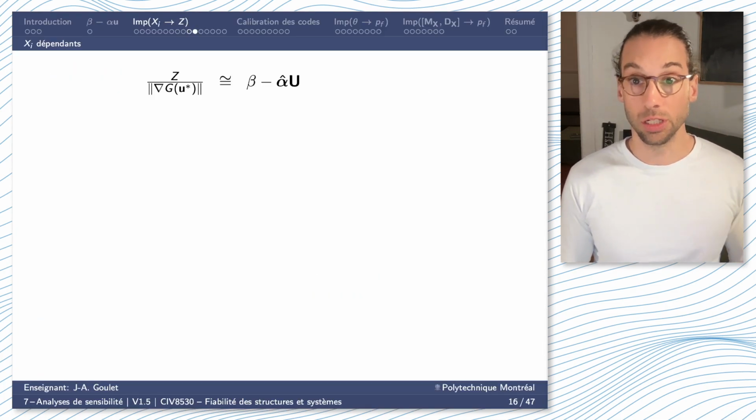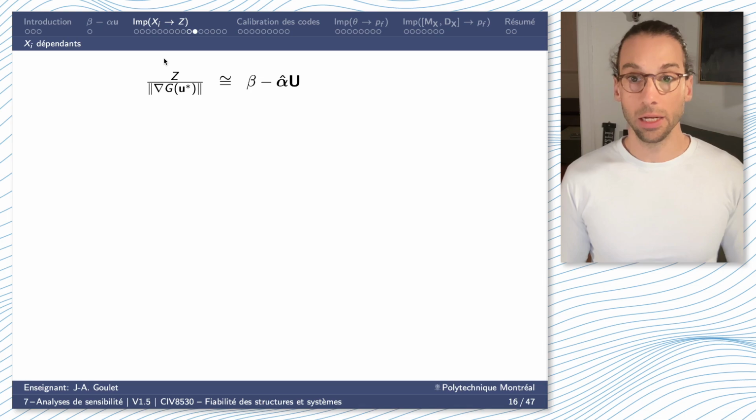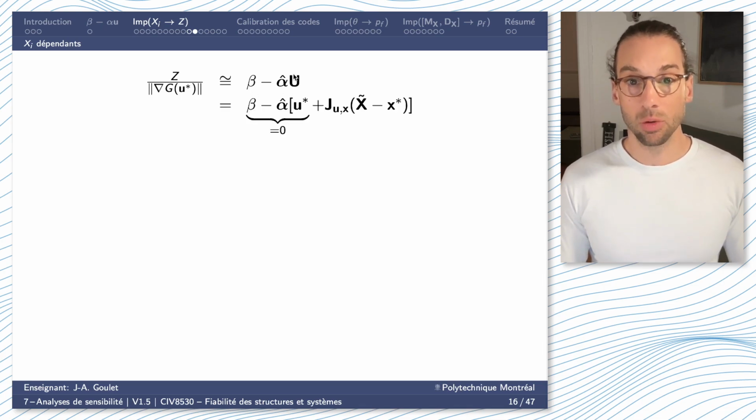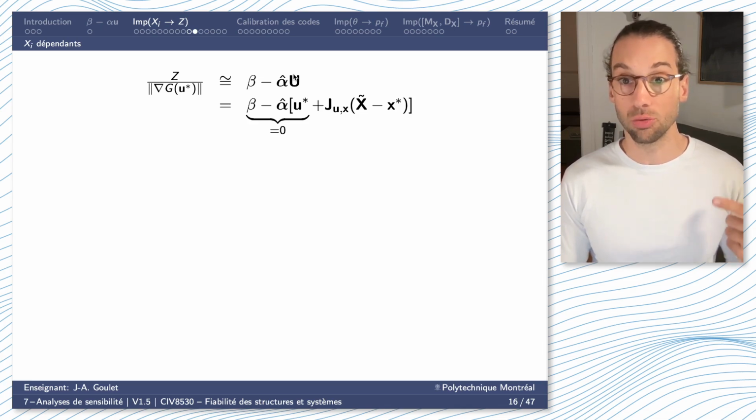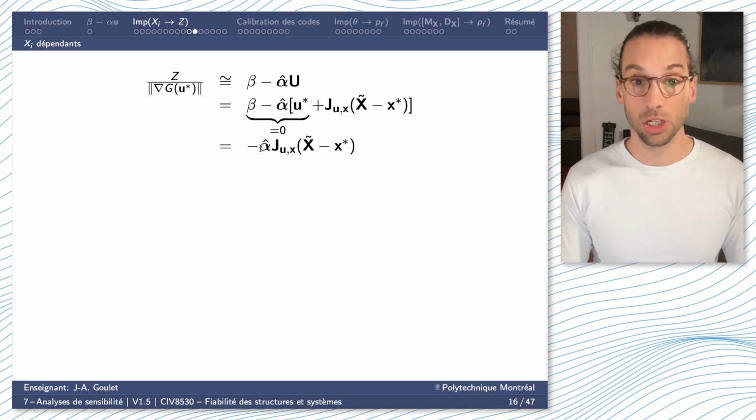And this is what I'm going to use to define my sensitivity analysis. So if we go back to our reformulated limit state function, now I'm going to replace into u that transformation through the linearized function. So u is going to be equal to u star plus the Jacobian of u with respect to x times x tilde minus x star. So here, beta minus alpha u, by definition, is equal to 0. So I'm only going to have what I have on the right-hand side, which is minus alpha hat, the Jacobian times x tilde minus x star.